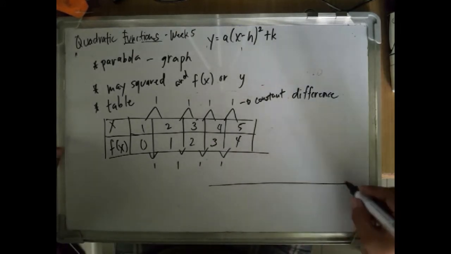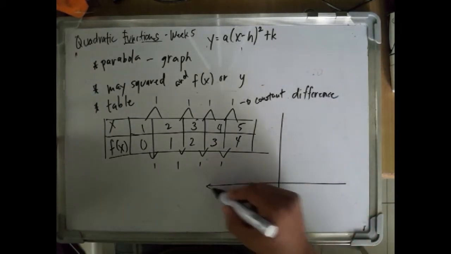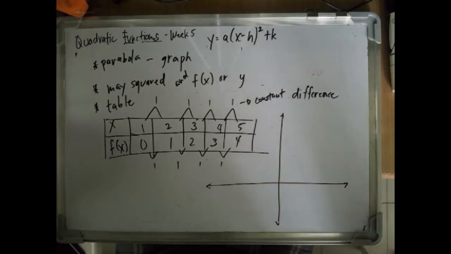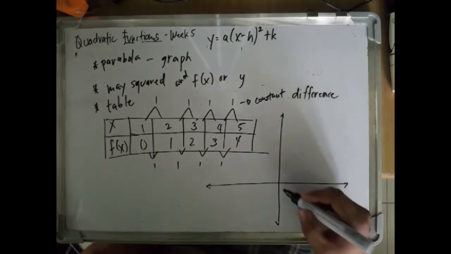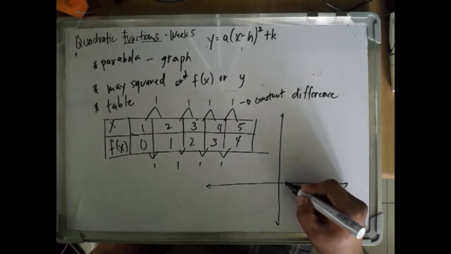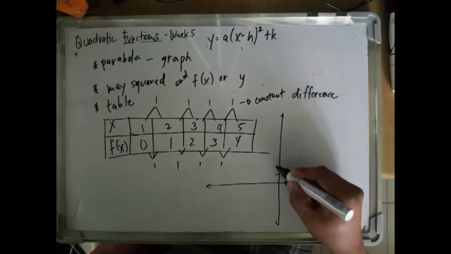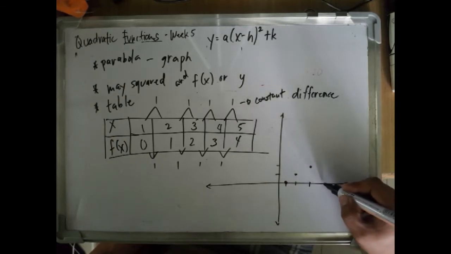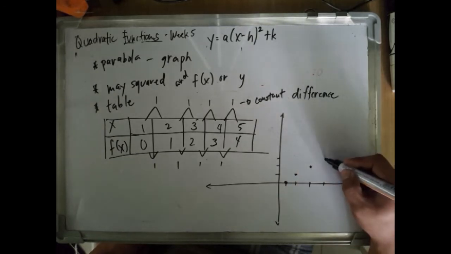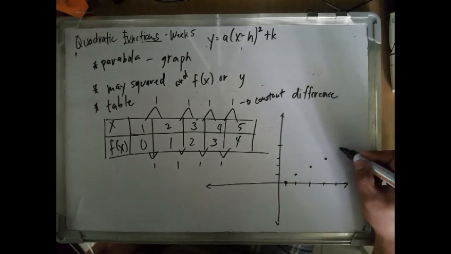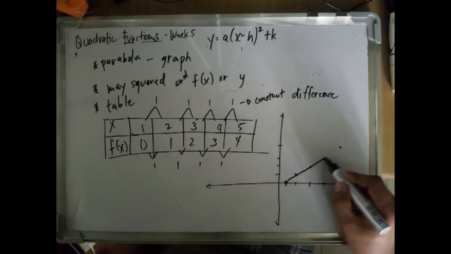So, paano natin i-visualize yung graph niya. So, i-graph natin para makita natin ano ba yung tsura ng graph nito. So, gawin natin. So, i-graph natin. We have 1, 0, 2, 1, 3, 2, 4, 3. So, pasensya na, medyo hindi consistent yung laki. 5, 4. So, yan. So, mapapansin natin, it is a straight line.